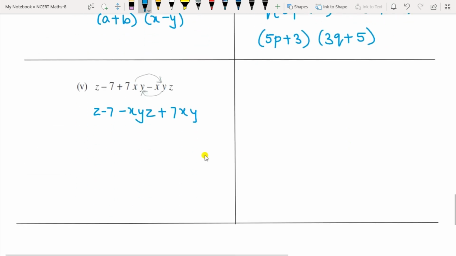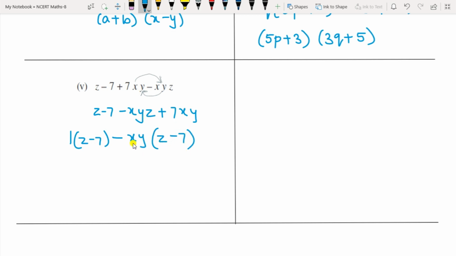Similarly in this question here, z minus 7 plus 7xy minus xyz, so I have to rearrange these 2 terms. 7xy I have to write at the last and xyz I have to write in the third place. So nothing is common in these 2, so it will be 1 here, z minus 7, and from these 2 terms it will be minus, and xy will be common, and this will be z minus 7. Now if you open the bracket, it will be xyz, minus will be plus, and 7xy.